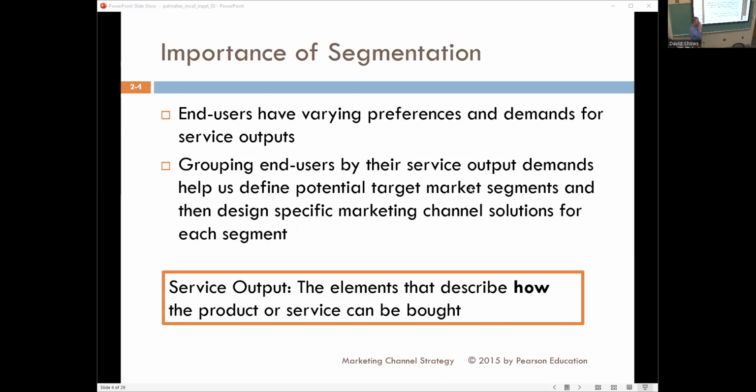Just as the Walmart commercial showed that there is a distinct desire by consumers to pick up their goods without getting out of their cars, this is one of those varying preferences and demands for a service output, and this is a service that Walmart has used to get consumers in. It is by grouping them by these unique demands that we define market segments.